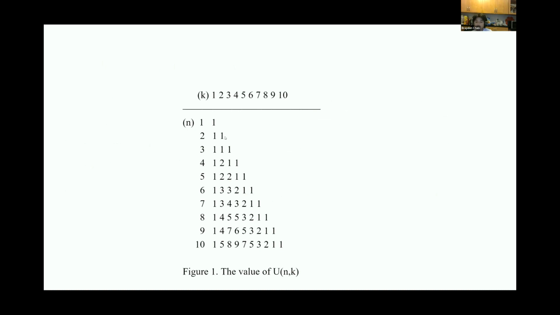So this is a chart where the top row is the value of k, and the left column is the value of n. So you can see if n equals 4 and k equals 2, there are 2 ways. And this can go on for a very long time, and it will keep getting bigger.